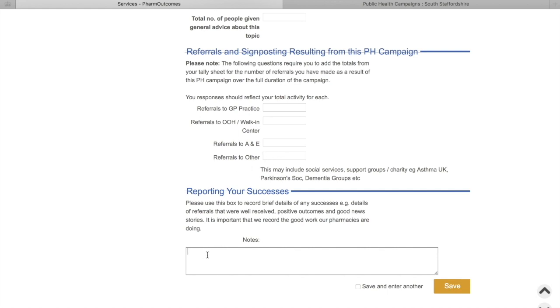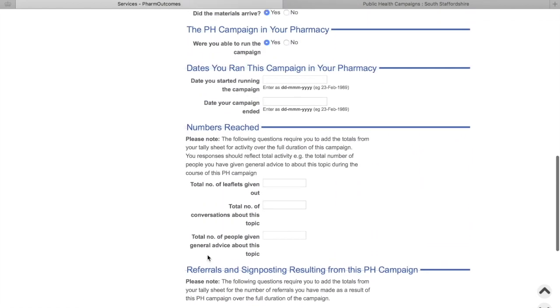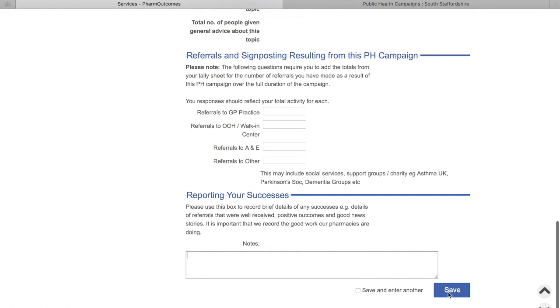And wouldn't it be marvellous if we had some good news stories that we could report? So if you've got anything in there that we can share, it just helps us to spread the word about how great community pharmacy is. And that's it, save that.